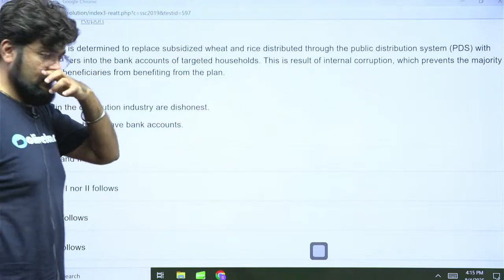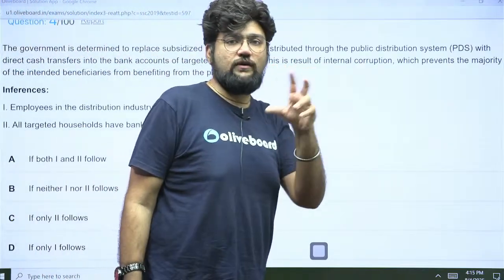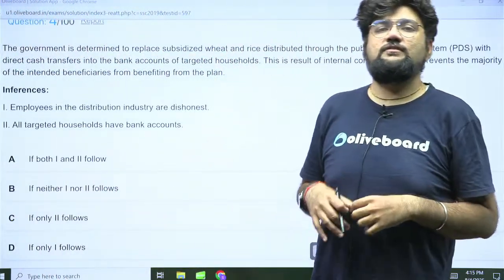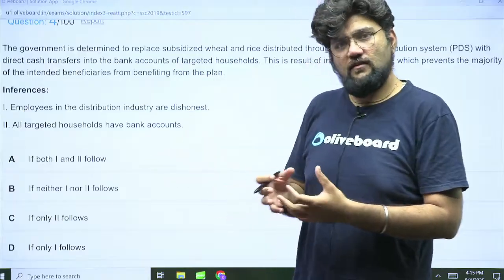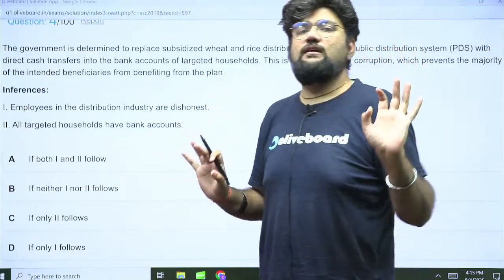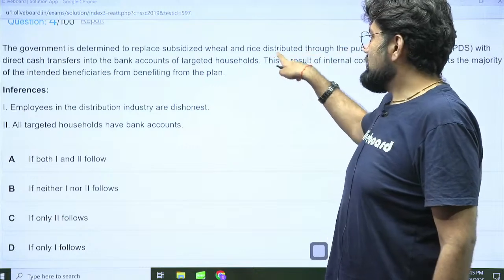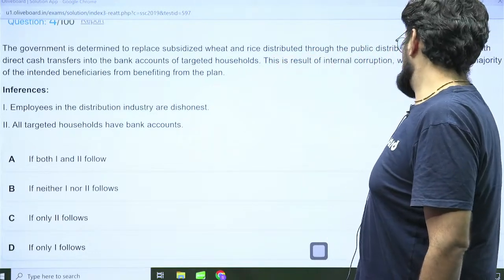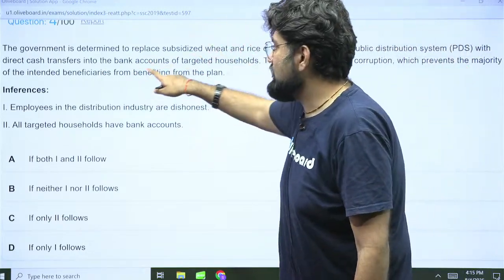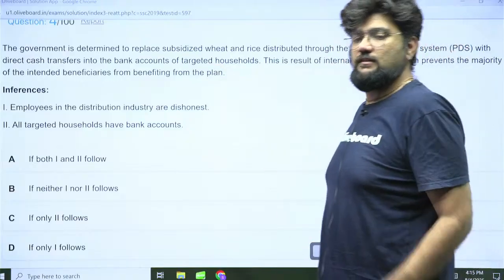If they are thinking that there are BPL families who we need to give this to, rather than giving them subsidized wheat and rice, we would directly transfer the amount in their accounts. That is what the government aims to do. Why is that? Because this is a result of internal corruption which prevents the majority of the intended beneficiaries from benefiting from the plan. This is the statement.